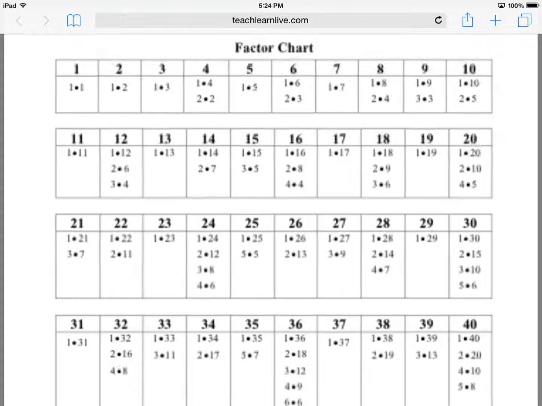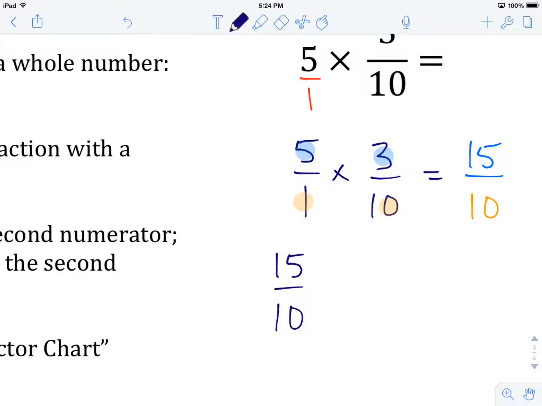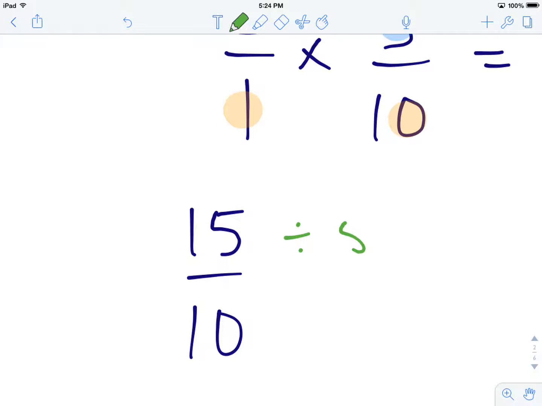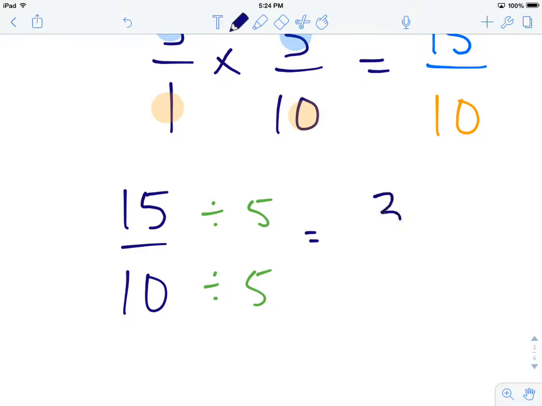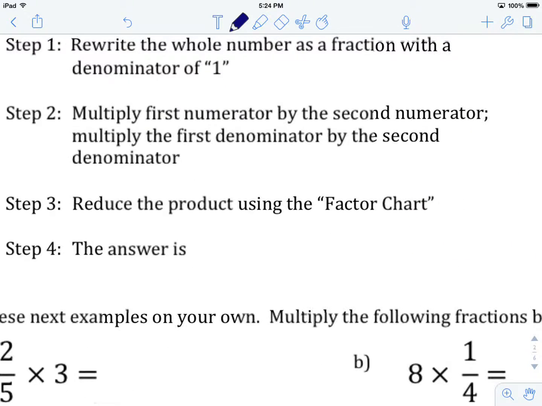So let's go check. We have 15 and we have 10. So they have 1 in common and they have 5 in common. So let's head back. We are going to divide our numerator and our denominator both by 5, and our answer then becomes 15 divided by 5 gives us 3, and 10 divided by 5 gives us 2. So our answer is 3 over 2, or 3/2. So that is our answer.